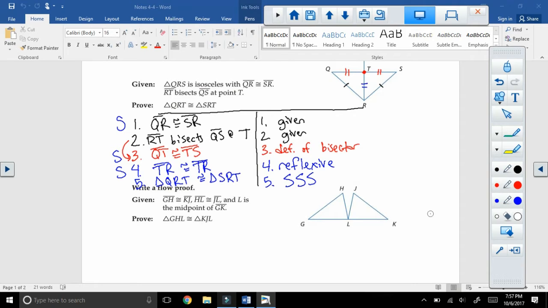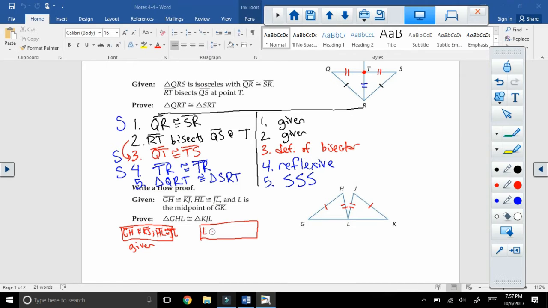For this next one, again, I'm going to write out the given, and I'm going to write these out in 2 separate boxes. You could actually make them 3 separate ones, but I'm going to include GH congruent to KJ and HL congruent to JL in the same box as given. And again, you have to mark this on your picture so that you have some idea of what's going on. Especially as we get more of these, it's going to be really important that we see the exact location.